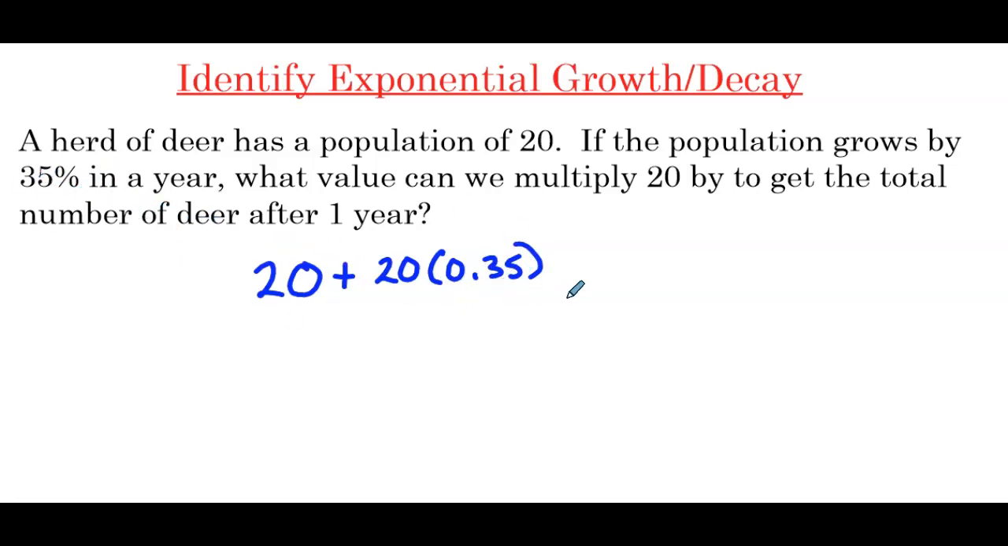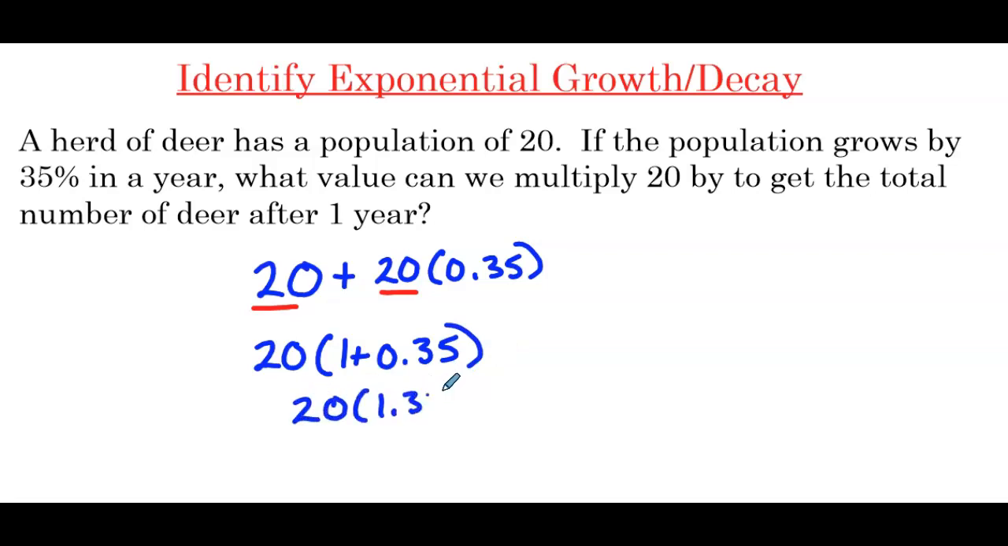Now we can evaluate this and get our answer, but the question said what value can we multiply 20 by? Well, this isn't 20 times a single value. This is 20 plus 20 times 0.35. But if we notice, both terms have 20 in them. So we can take out a greatest common factor of 20, and what would be left is 1 plus 0.35, which, combining the terms in the parentheses, is 20 times 1.35. So to answer the first question of what value can we multiply 20 by, we can multiply it by 1.35.